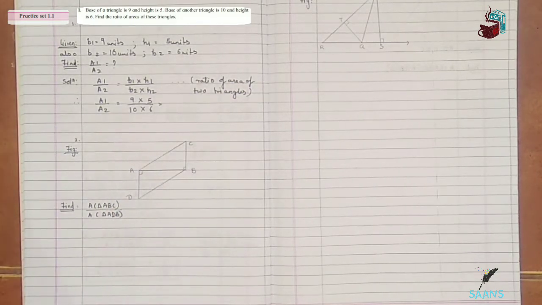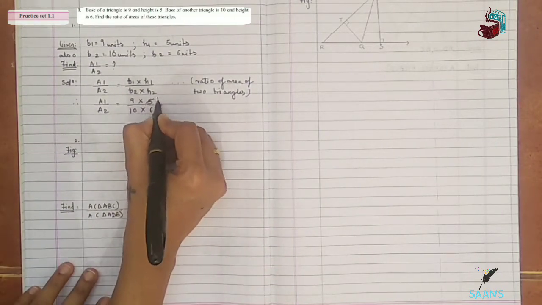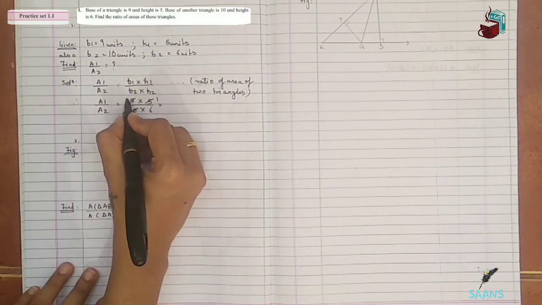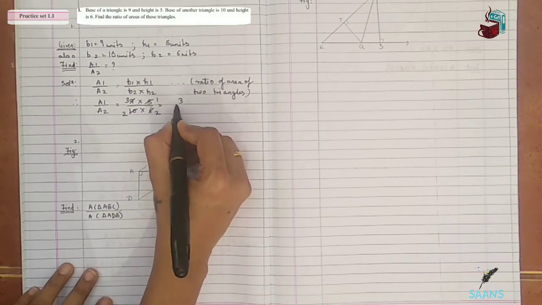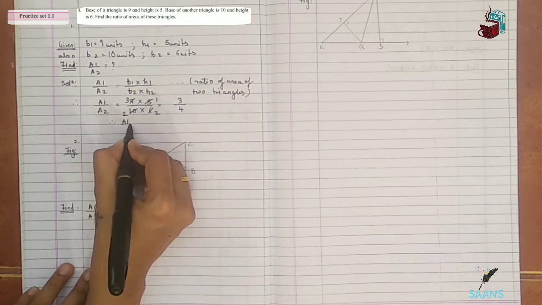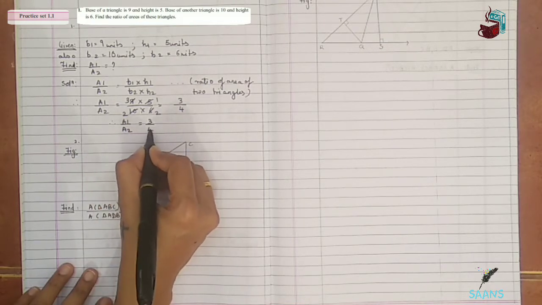Please do not do the mistake of multiplying. Please, just cancel it. You're in the 10th grade now. 5 ones are, 5 twos are, 3 threes are, 3 twos are. Nothing gets cancelled. 3 ones are 3, 2 twos are 4. Therefore, A1 upon A2 is equals to 3 upon 4.